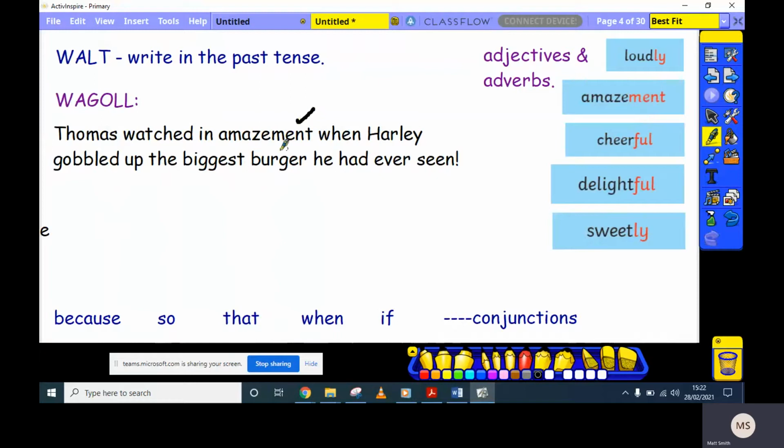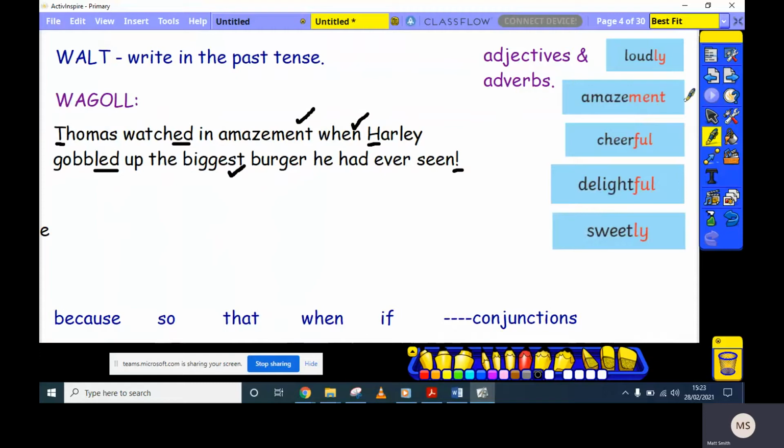I've managed to get amazement in. I've managed to get an -est in. I've managed to get a conjunction, when, in. And I've even managed to make sure that my 2 verbs are past tense. They end in -ed. Of course, we start our sentences with a capital letter, and we would anyway, because Thomas is a proper noun. It's the name of someone, and so is Harley. And because I've given quite a lot of emotion in that sentence, instead of just doing a full stop, I have finished it with an exclamation mark. Okay, so there's one good example for you.